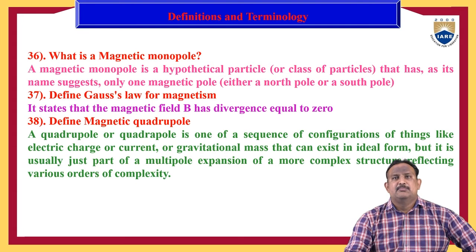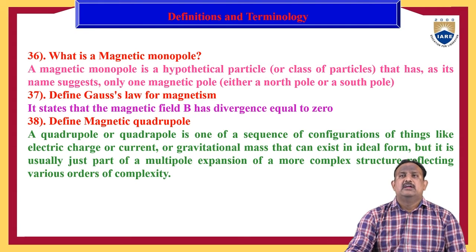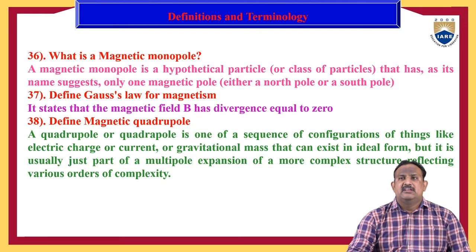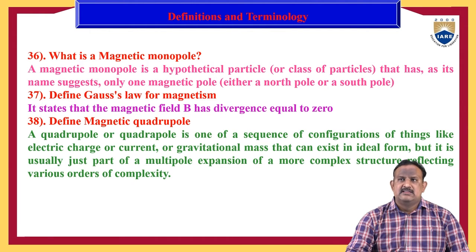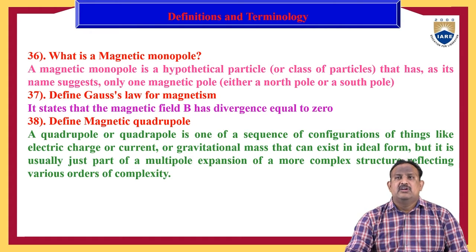What is a magnetic monopole? A magnetic monopole is a hypothetical particle or class of particles that has, as its name suggests, only one magnetic pole. If it is a dipole, we have two poles, both North Pole and South Pole. Because it is a magnetic monopole, we have only one pole, either a North Pole or a South Pole.